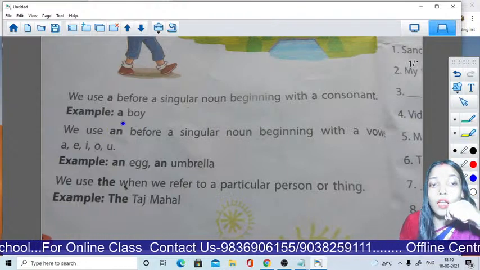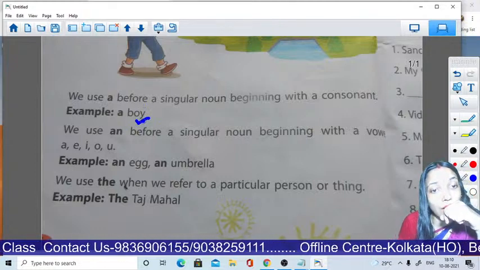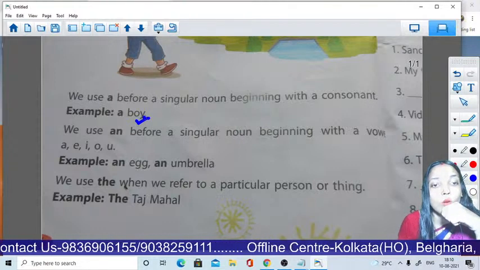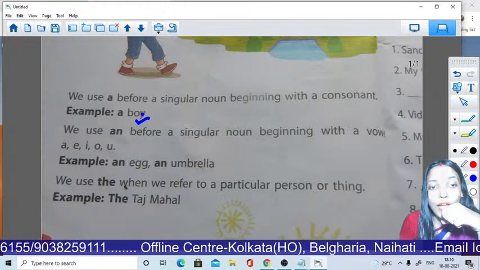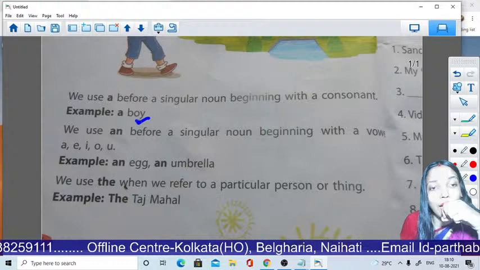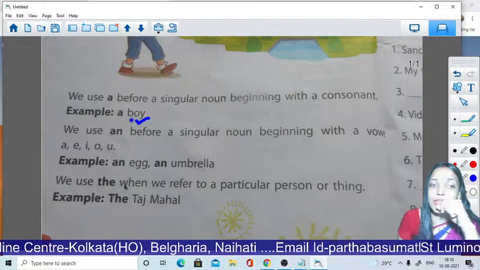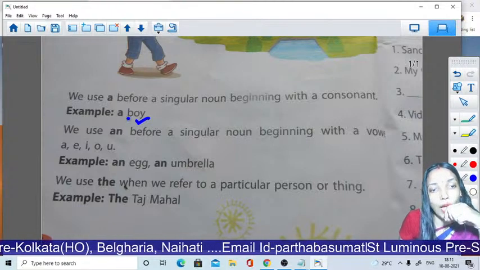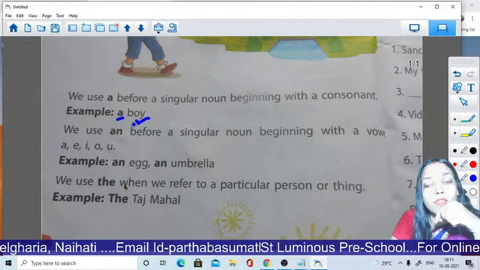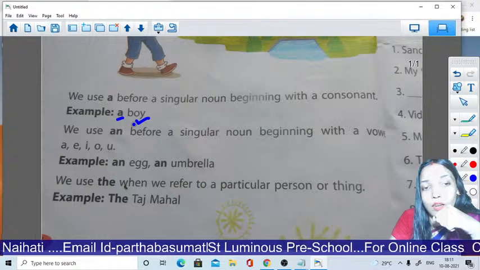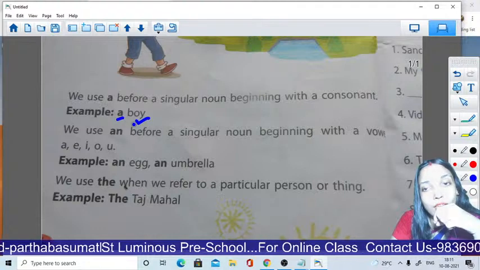For example, a boy. Here, boy is singular noun. Singular means one. Okay? Here, boy is singular noun and the beginning letter of the noun is B. B is not a vowel, it's consonant. So, we have to write here a. Okay, clear? Again, let's see. We use a before a singular noun beginning with a consonant.